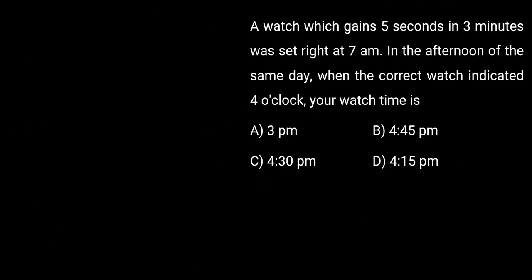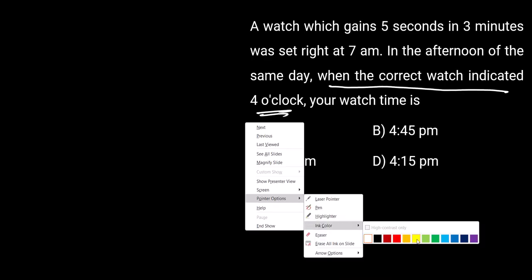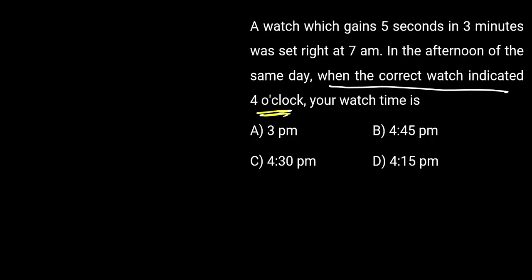Now this is the one which I am talking about. Now I think this is also a basic one. Because when the correct watch indicated 4, correct only is the reference here. When the correct watch is 4, what is your time? Your faulty one.